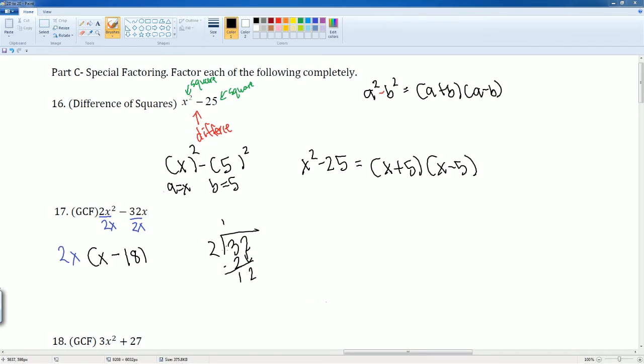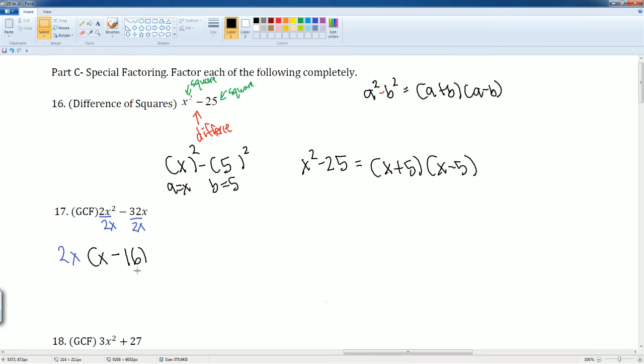So 2 goes into 3 one time. 3 minus 2 is 1. Bring down the 2. 2 goes into 12 6 times. You see, that was my first mistake. It wasn't 18. It was actually 16. And then that's it.